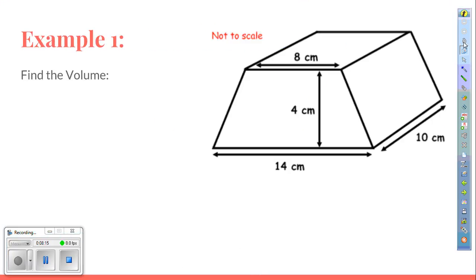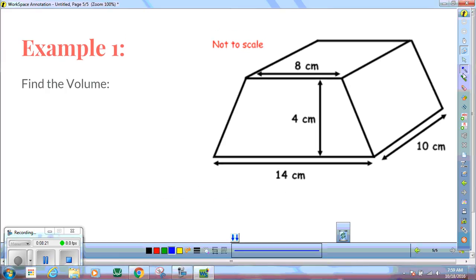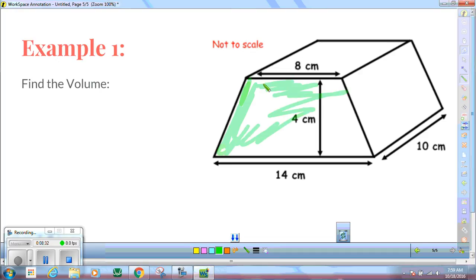So let's look at an example problem. We want to find the volume of this particular prism. First, let's talk about what type of prism it is. It is a trapezoidal prism. Remember, base doesn't just mean the bottom. The base is going to be the shape that I have 2 of. So the trapezoid here is actually the base.